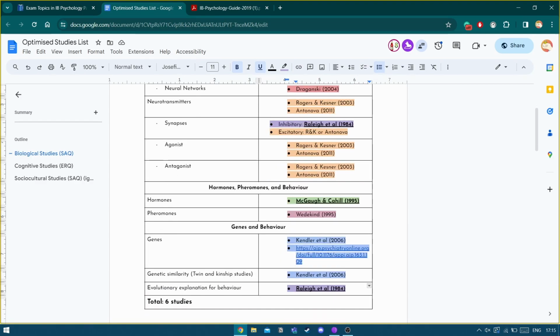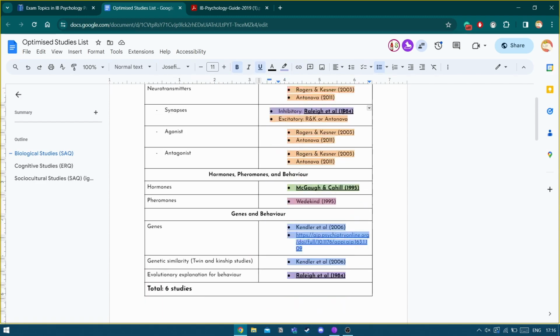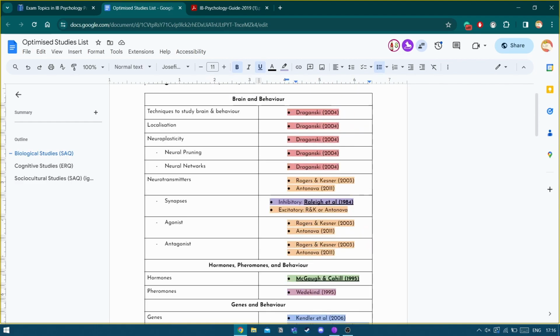And so here, pretty simple. Magon Cahill, I don't know how to read that. Wedekind, I'm butchering that. Kendler et al. Yeah, nice and easy. And you'll notice some of these are bolded and underlined. These are the ones you can answer for ethics. And so, Rayleigh, I don't know how to read that. Et al.